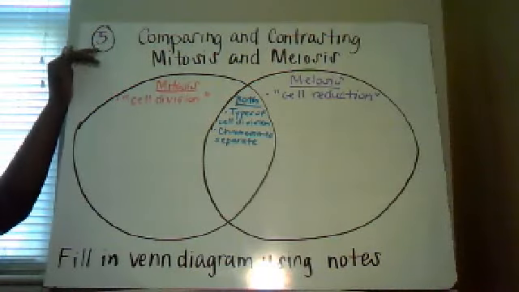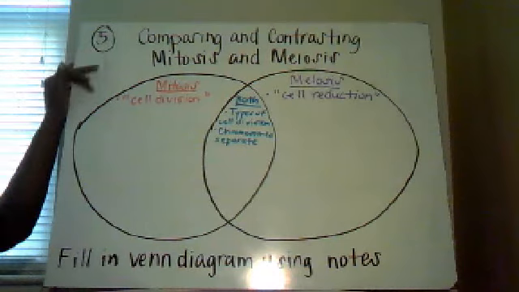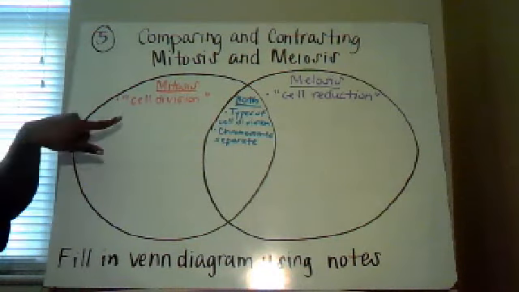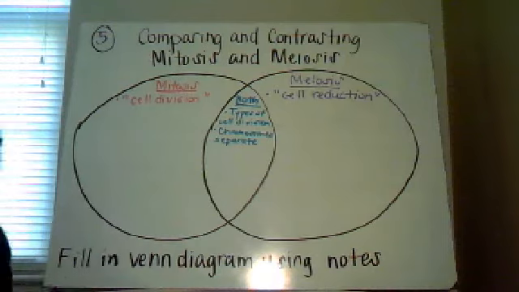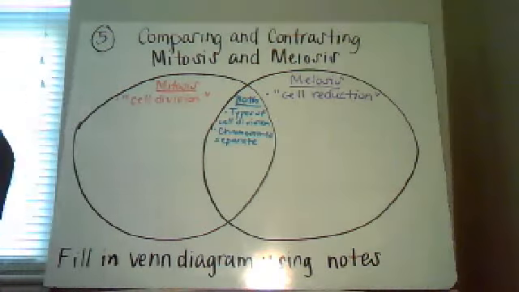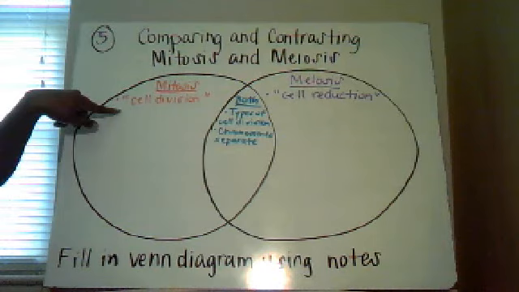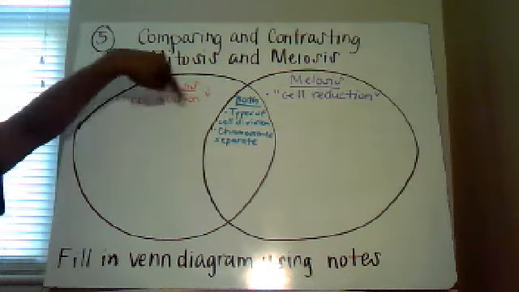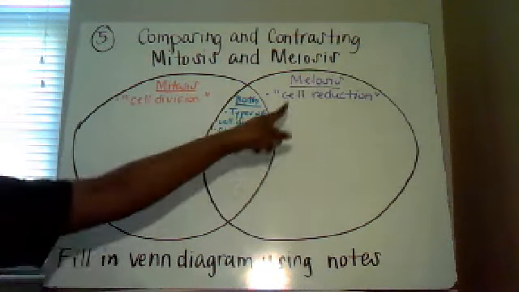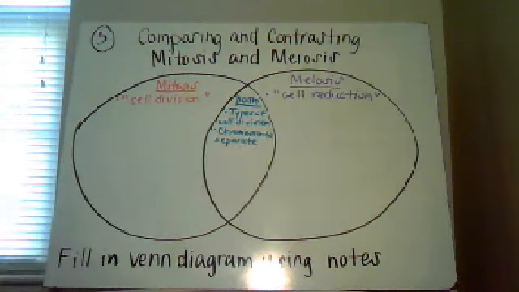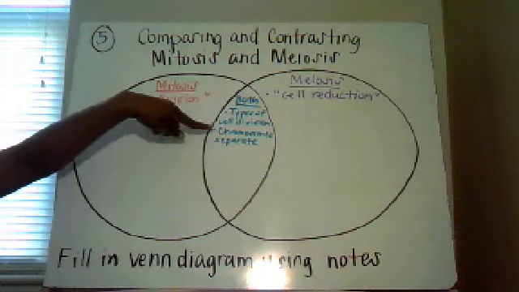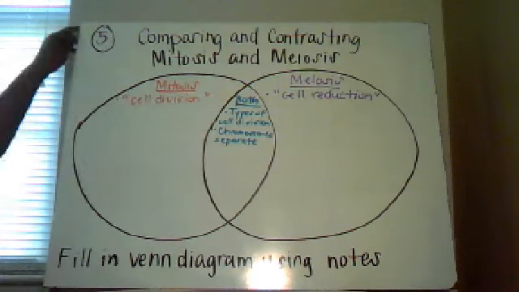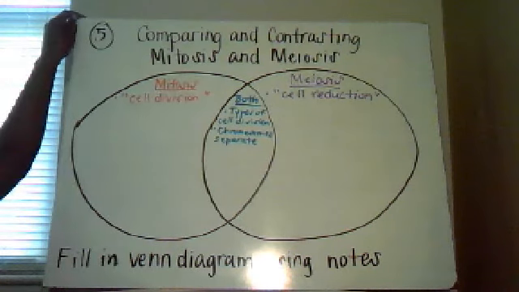Now what you're going to do is compare and contrast mitosis and meiosis using a Venn diagram. I've given you a few things to help you along the way, but you're going to fill in this Venn diagram using the notes from this video. For mitosis, I have here cell division, and for meiosis, cell reduction. For both, I gave you that both are types of cell division, and both cause the chromosomes to separate. You're responsible for filling the rest out on your own.